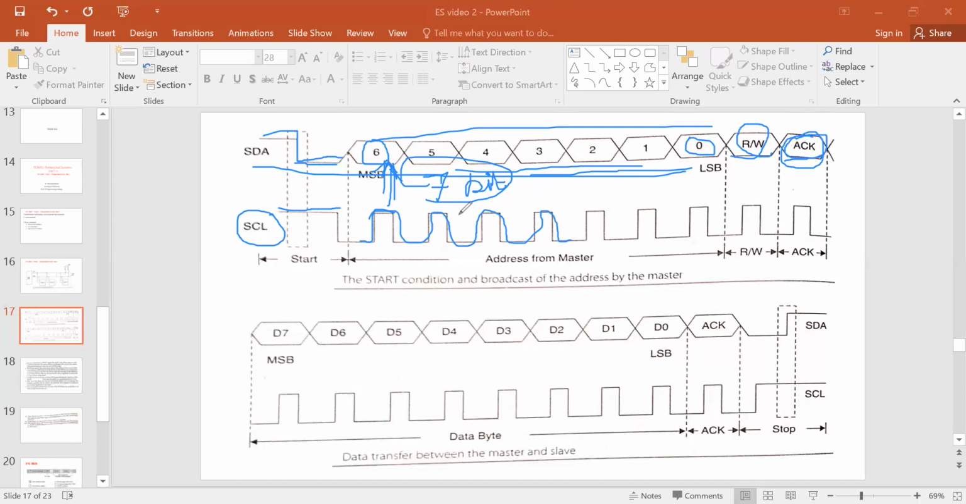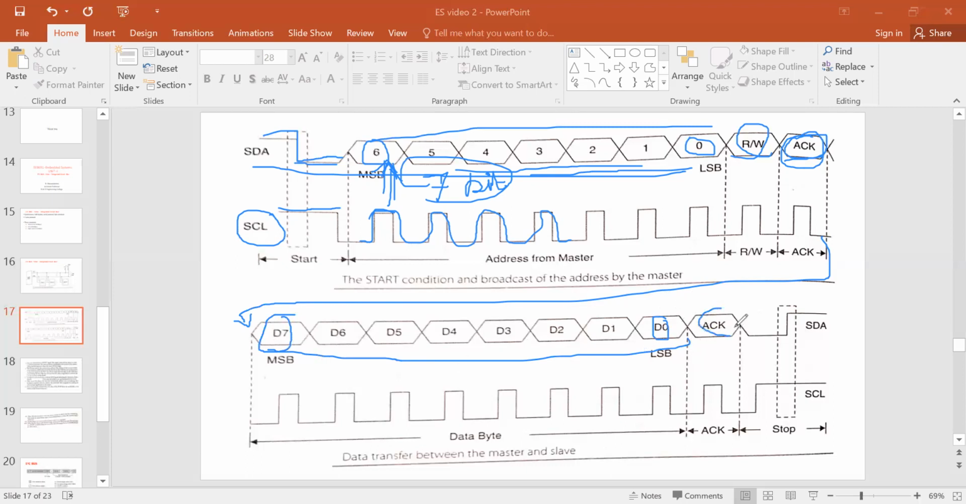After that, you can see this is the continuation. The data will be sent. If the master is going to read, the slave has to send the data, or if the master is going to write, the slave will receive the data. You can see 8-bit data from D0 to D7 has been sent. Once the data has been received, it has to send the acknowledge signal. Like this, it will keep on sending the data.